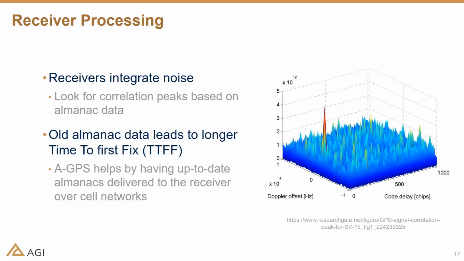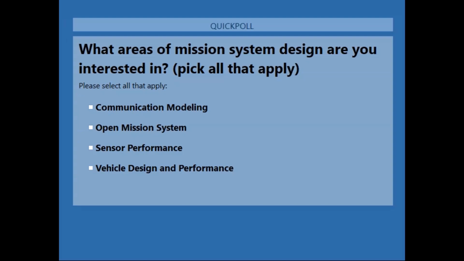Let's see, I think that's the majority of the issues. So I think right now what we'll do is we'll go to another poll. Okay, this poll is, what areas of mission system design are you interested in? You can select all that apply: communication modeling, open mission systems, sensor performance, or vehicle design and performance. So again, you can multi-select, and those are communication modeling, open mission systems, sensor performance, and vehicle design and performance. What areas are you interested in? All right, thank you, and we'll send this back on over to Ted. Very good, Ted.